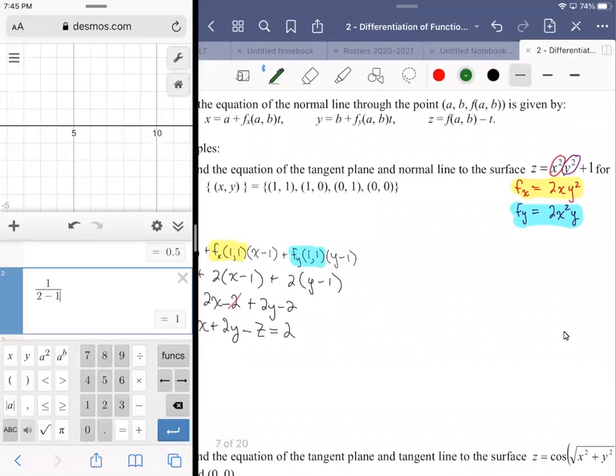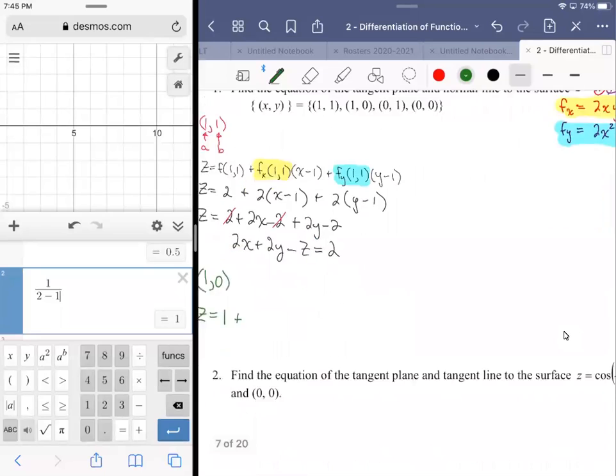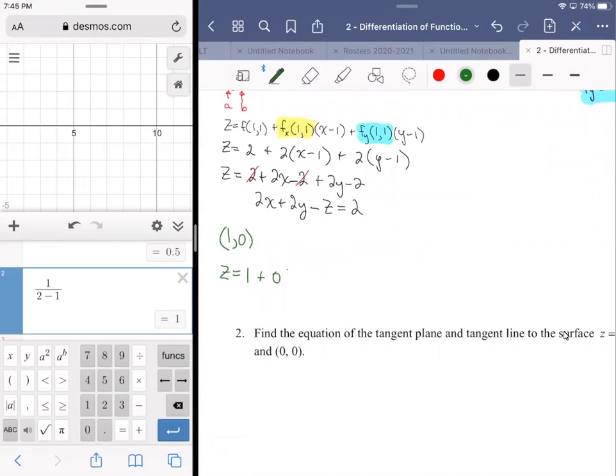Well, if 0 takes any part of in the partials, if 0 is either x or y, the whole thing's zeroing out. All right, so it actually turns out that we're going to get 0 times x minus 1 plus 0 times y minus 0, which all cleans up nicely to just a line z equals 1. All right, so that's not too bad.